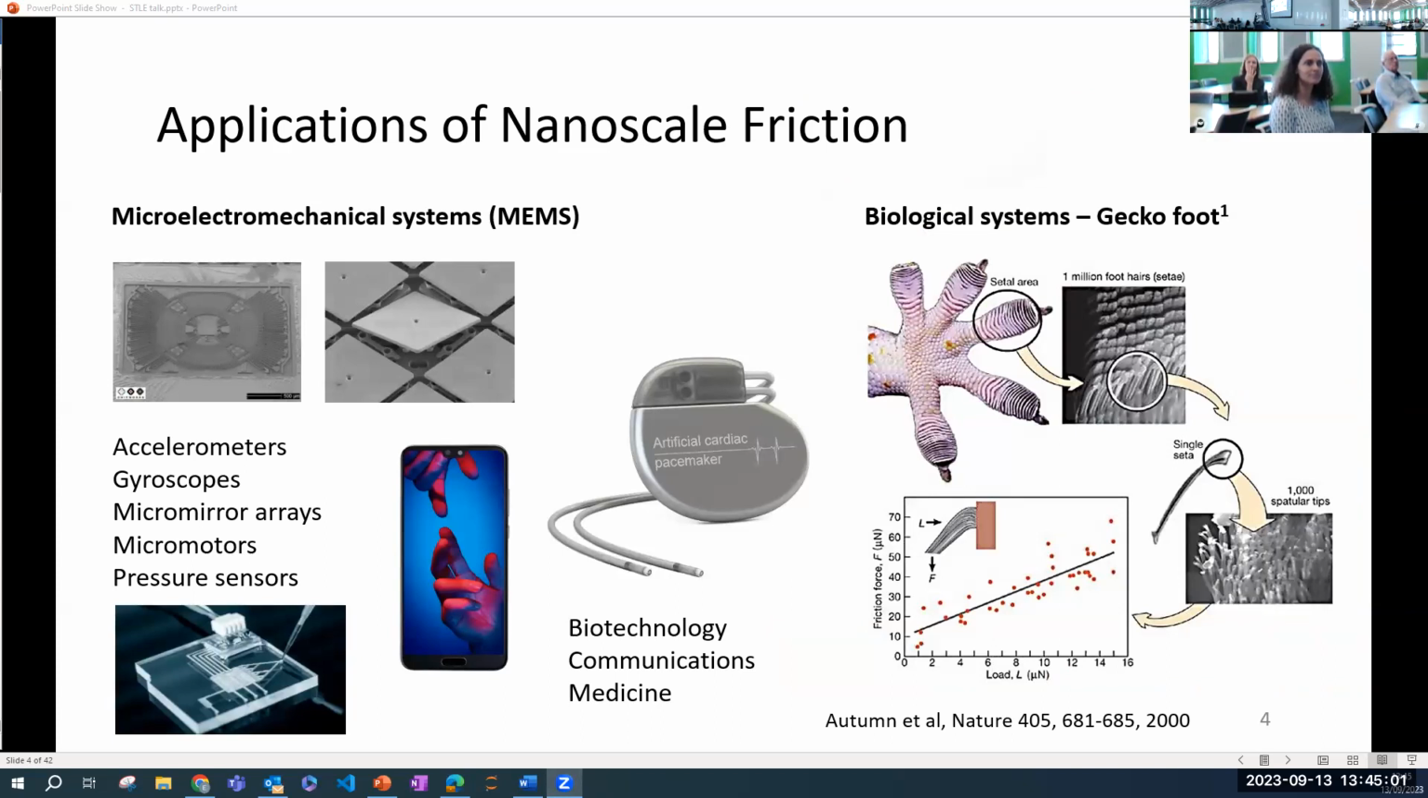Friction here finds applications, again, in various advanced technologies. For instance, microelectromechanical systems, such as accelerometers and gyroscopes, are commonplace in most smart devices today. And also, we can see nanofriction in biological systems, such as the gecko foot. Getting a better understanding of friction at this very small scale will propel us forward and inspire innovations in fields such as biotechnology, communications, and medicine.